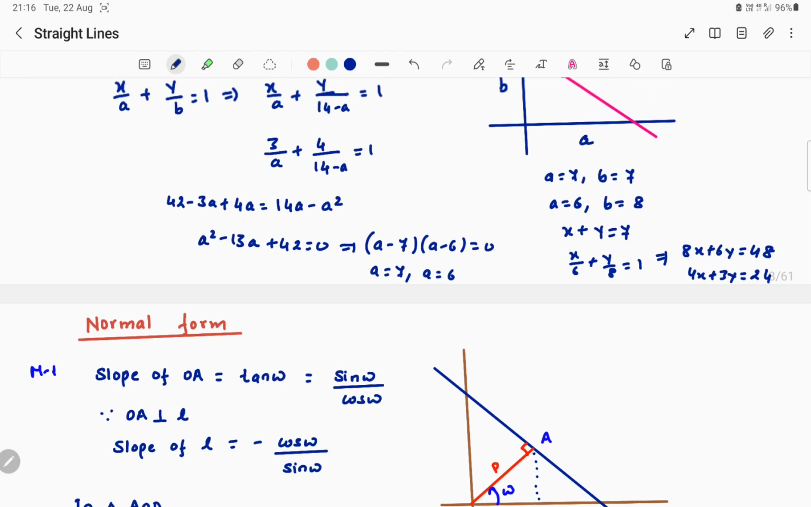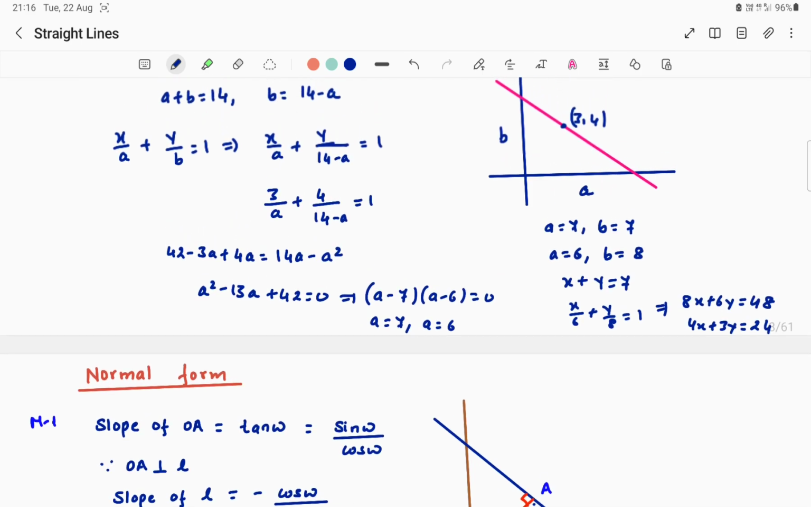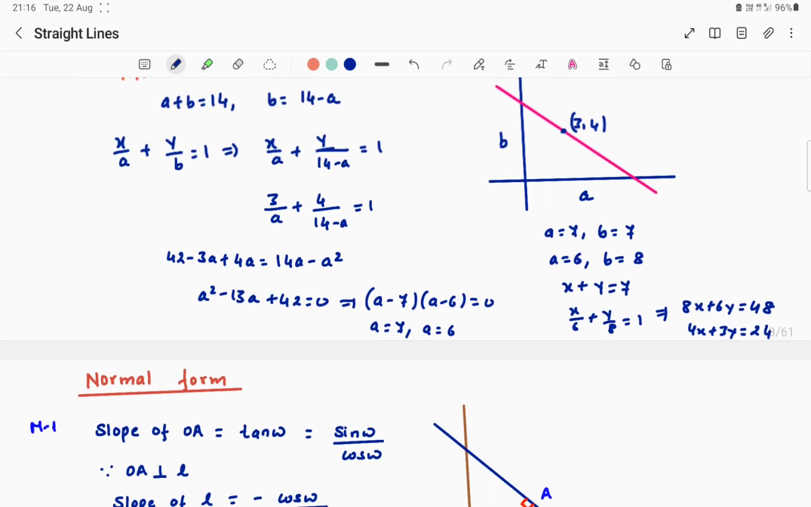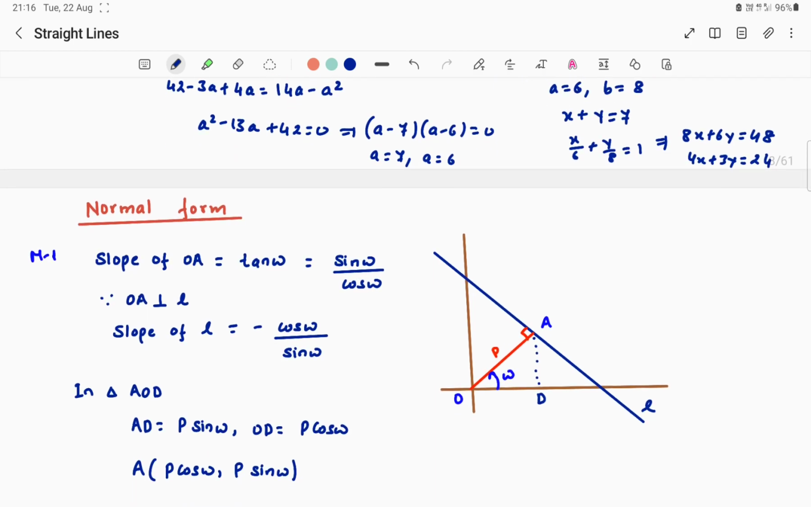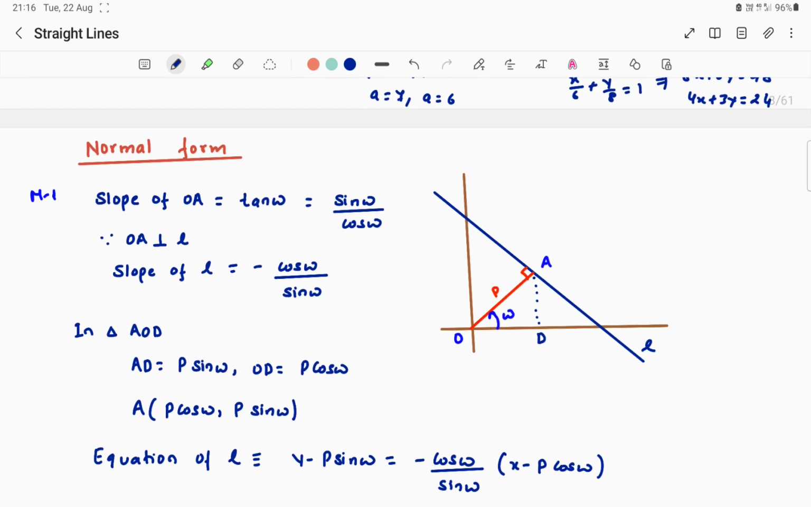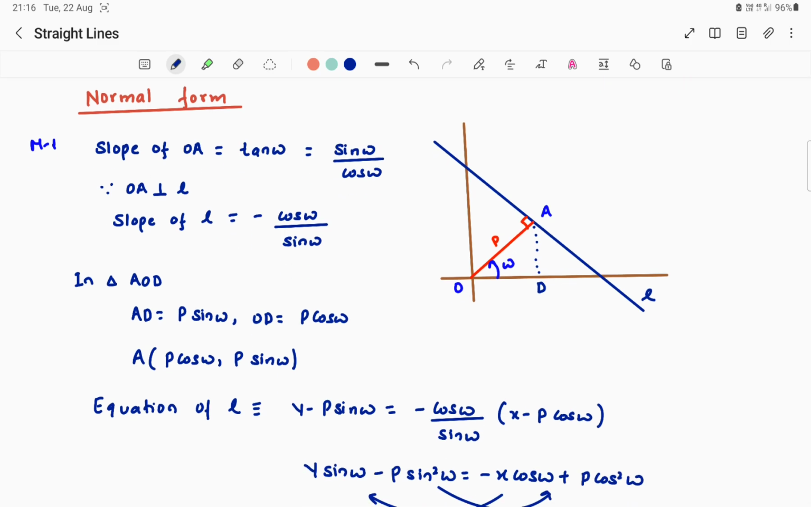Okay, if anything was not clear, I'll say pause the video, go back and listen to it again. Okay, if it is a little quick, then play on 0.5 or 0.75 speed and listen to it.